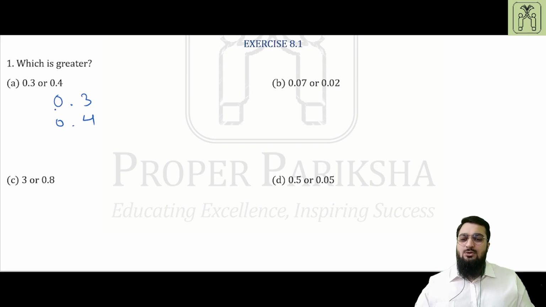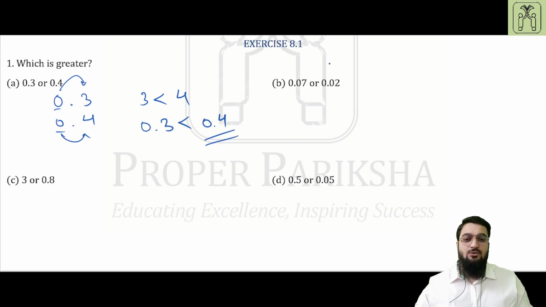So the number of digits on the left side of the decimal point is 1 for both, and if we compare them, 0 is equal to 0. So we'll move to the next subsequent digit on the right, and that is 3 and 4. So this gives us the conclusion that 3 is less than 4. Therefore, the number 0.3 is less than 0.4. Therefore, 0.4 is greater.